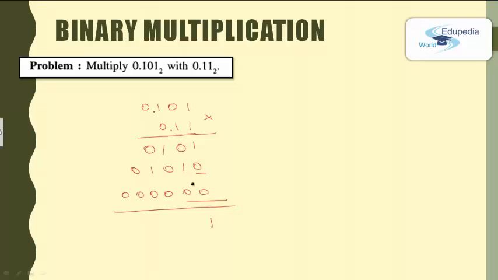And now let's sum up all these numbers. Here it is 1, and in the second position it is also a 1, and again it is a 1, and then again it is a 1, and they are all zeros. The multiplicand has 3 binary places. The multiplier has 2 binary places. Altogether, 3 plus 2, the answer should contain 5 binary places. Now here, 1, 2, 3, 4, 5. And we have to put the binary point in here. So 0.01111 is the answer for this multiplication problem.